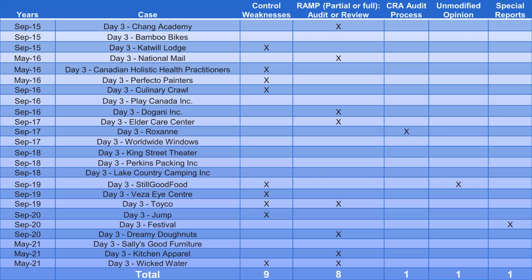As you can see, I have listed the past Day 3 CFE cases from 2015 to 2021 and tracked what assurance topics were tested. As you can see, the most highly tested topic is control weaknesses. The next would be the RAMP analysis for audits or review, whether it's partially or in full. And when we talk about the RAMP, it stands for risk, approach, materiality, and procedures. Then the rest were one-off topics that candidates were tested on.